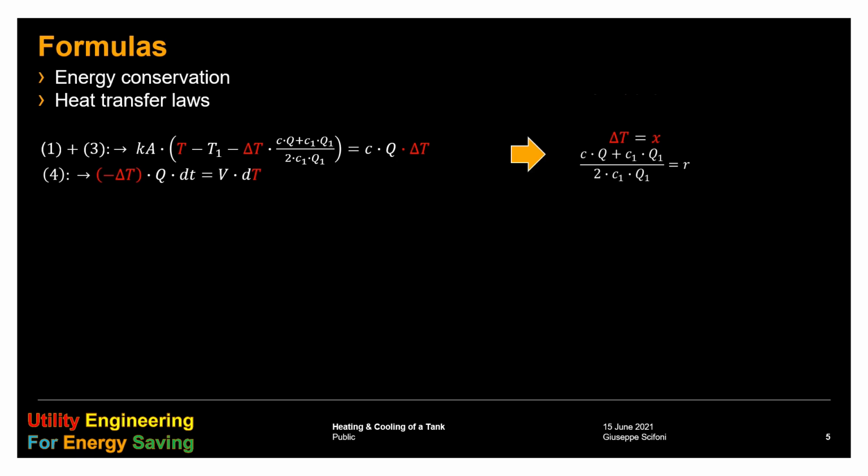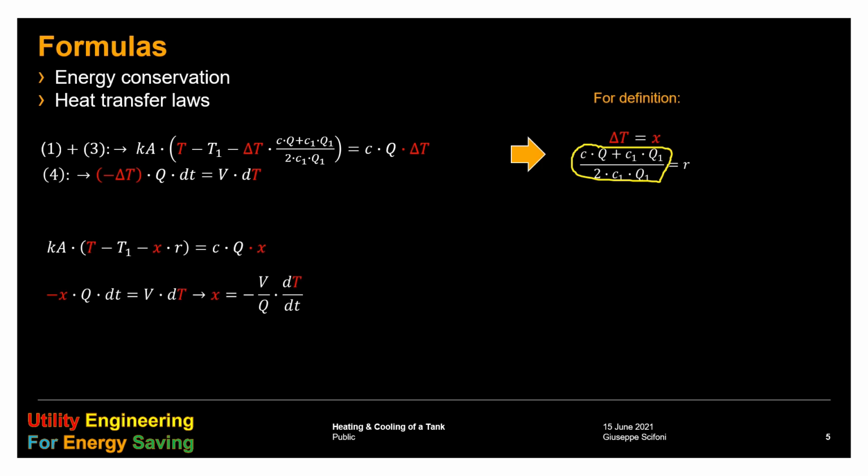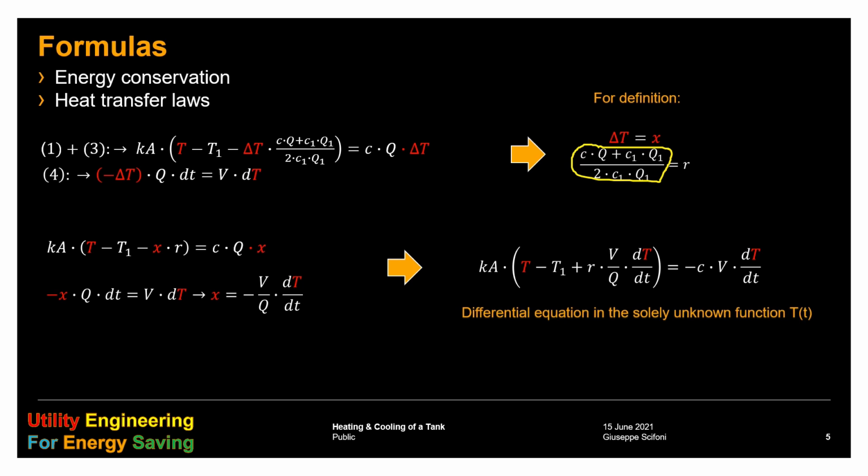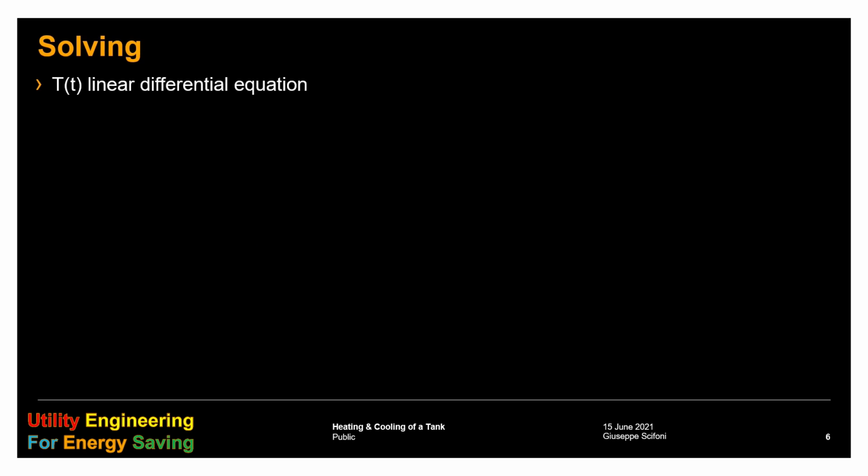If we call delta T as the variable x and the ratio displayed here as r, which is a constant, we can get x from the second equation, and by plugging it into the first, we find a relation where only the temperature appears. And this is a differential equation of the first order, linear, where the temperature appears as a function of time. To solve this equation, we need to make some developments.